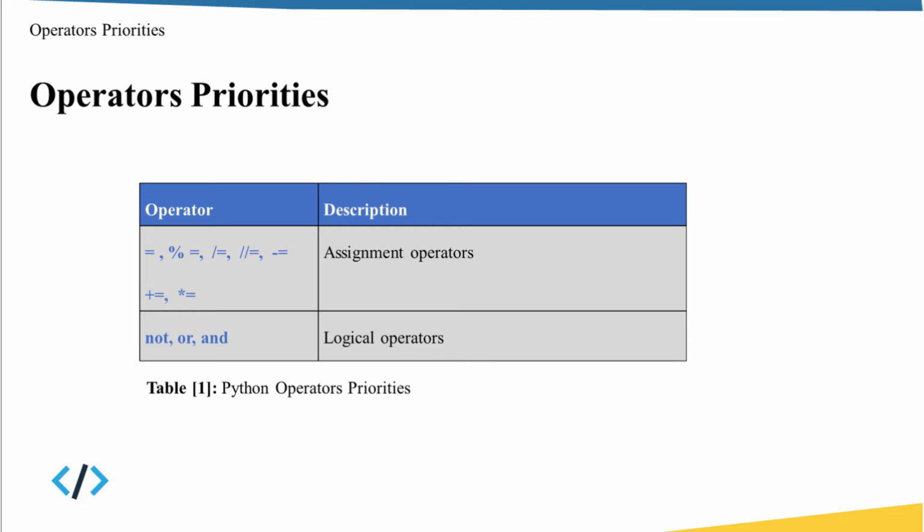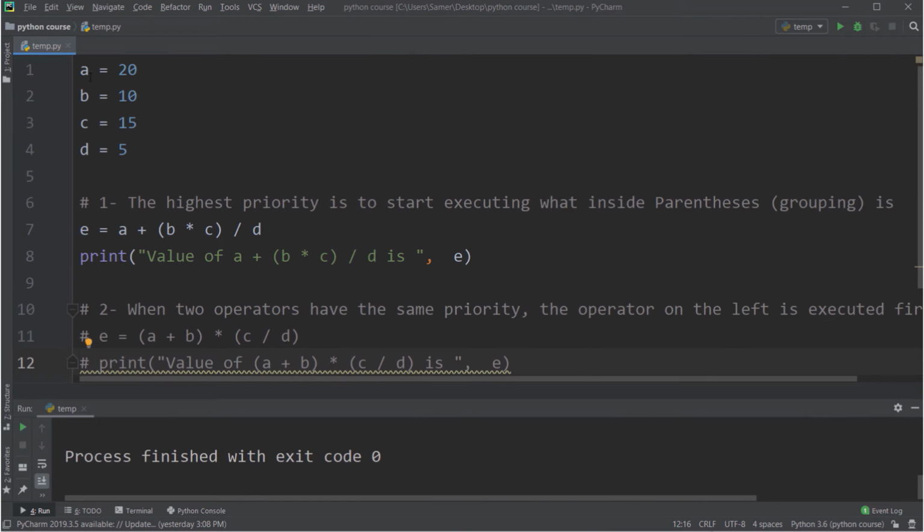Now let's move to the PyCharm IDE to see some examples about operators priorities. First of all, let me assume that I have four variables: a equal to 20, b equal to 10, c equal to 15, and d equal to 5.